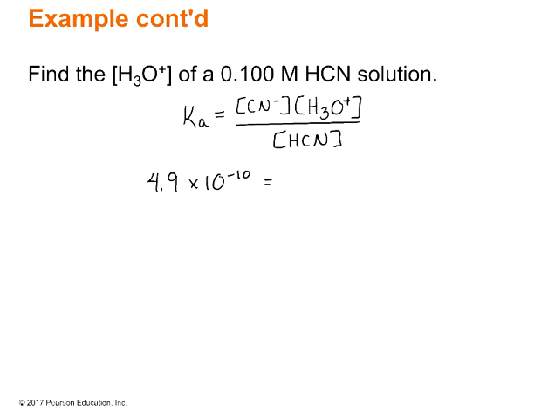And then we can also plug in our equilibrium concentrations for each. So in the numerator, we would have x squared, because both CN and H3O plus are equal to x. And then in the denominator, we would write 0.1 minus x.